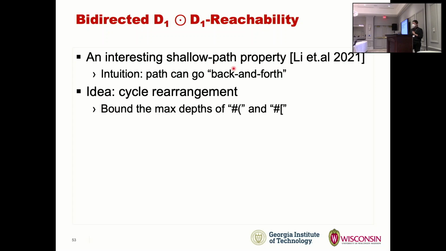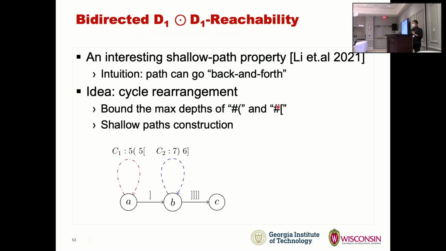The idea can be essentially described using this figure. Recall that in the D1 reachability computation, in order to make it decidable, we want to bound the maximum depth of parentheses and brackets. For any path in your original graph, it's possible to construct a shallow path.